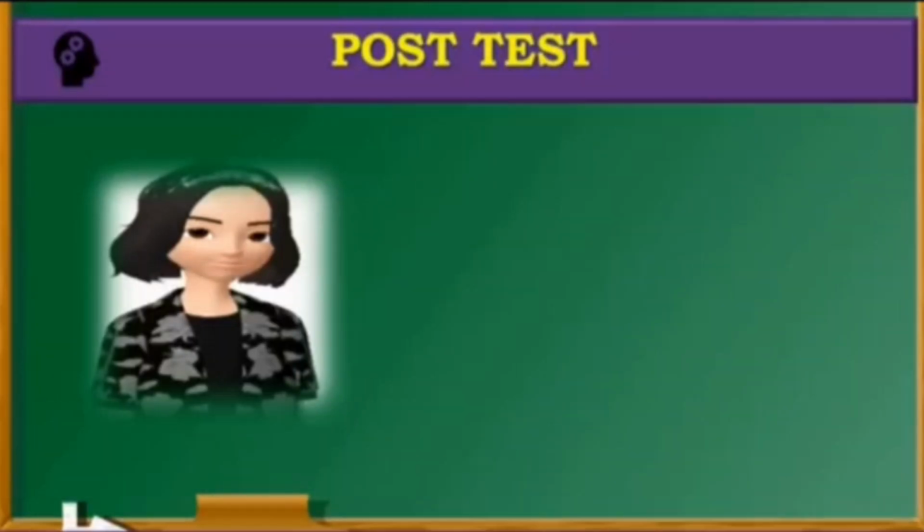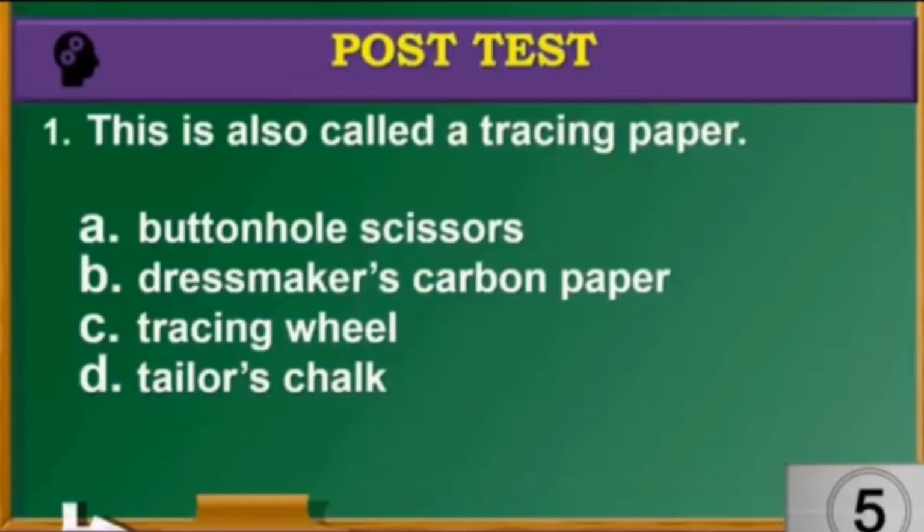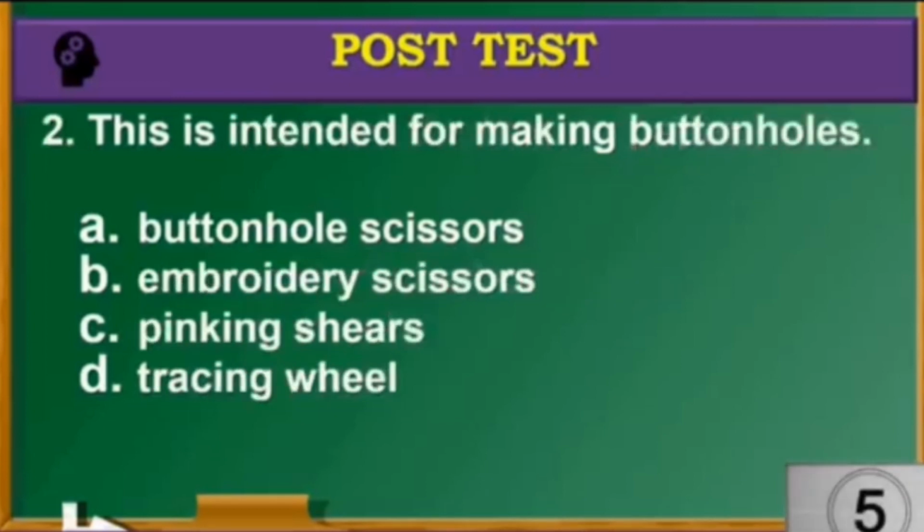For our post-test, read each item carefully and choose the letter of the best answer from the choices below. You have 5 seconds to answer each question. Let's start. Number 1. This is also called a tracing paper. Number 2. This is intended for making buttonholes.